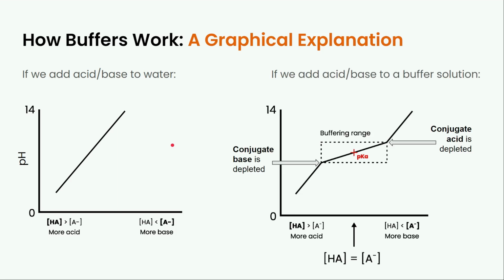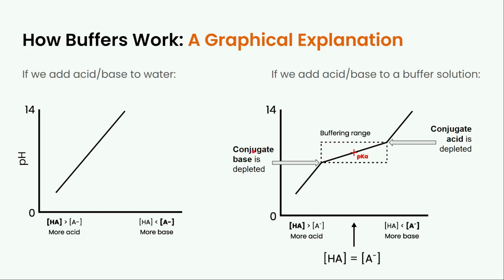Now, if we add acid or base to a buffer solution, what we can see is this perfectly linear relationship breaks down. It's no longer perfectly linear in the presence of a buffer. And what we can say is actually the pH change when we add acid or base to our buffer solution is proportionately reduced within certain limits, within our buffering range. So this gradient becomes shallower.